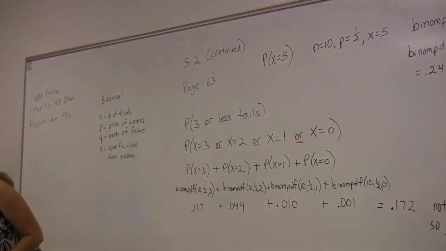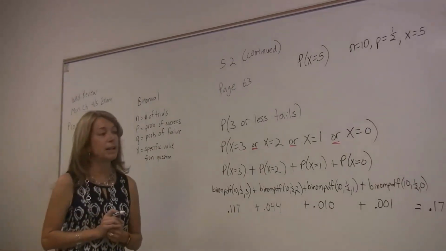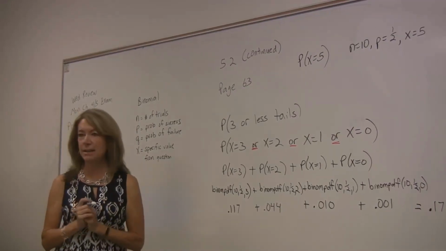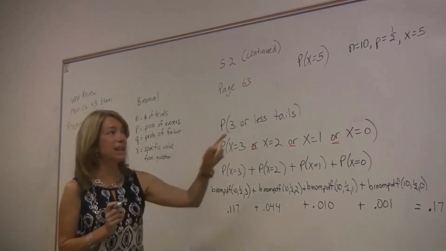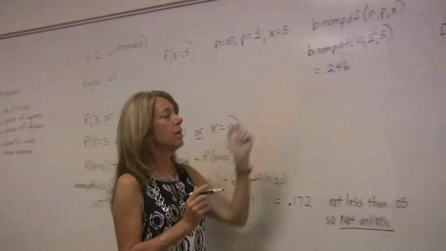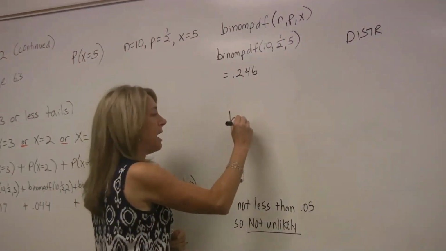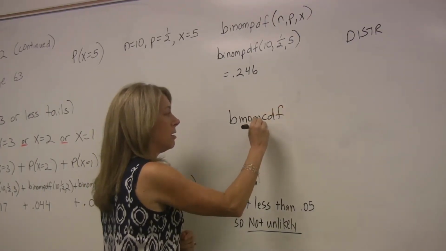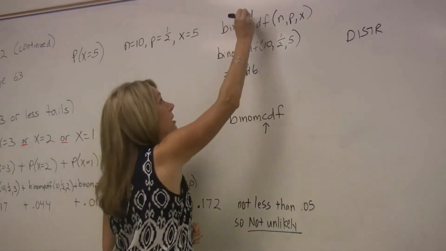Okay, so there's a new button on your calculator that's not listed in your notes. We're going to add right here for problems exactly like this. Instead of binomial PDF, it's binomial CDF. The C versus the P.